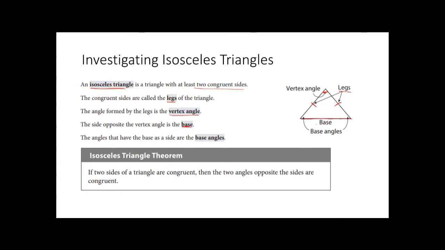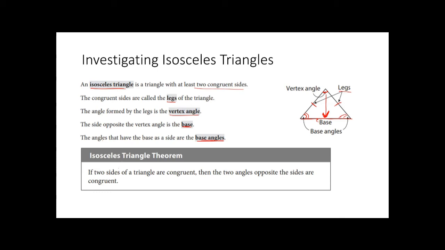Now, the side opposite of the vertex angle is the base, because it's all about that base, all right? So again, it's on the opposite side. Something to note there: it's always opposite of the vertex angle. Now, the angles that have the base and a leg are the base angles. And that's these right here, which in isosceles triangles are always congruent to one another.